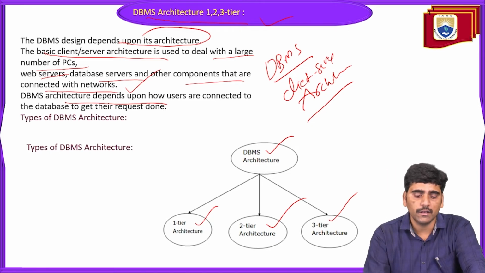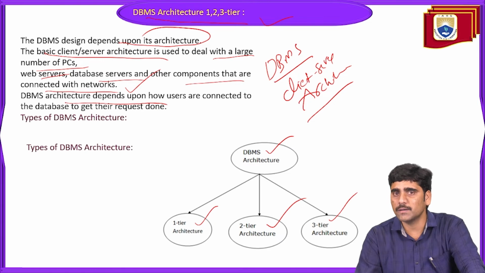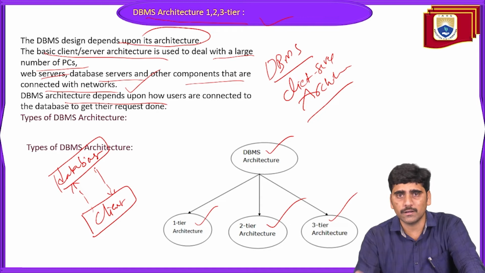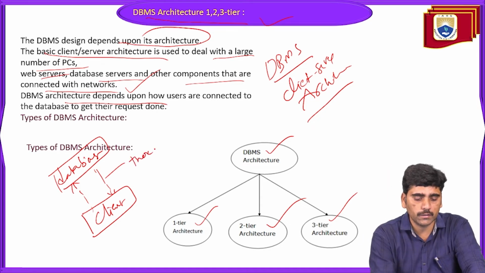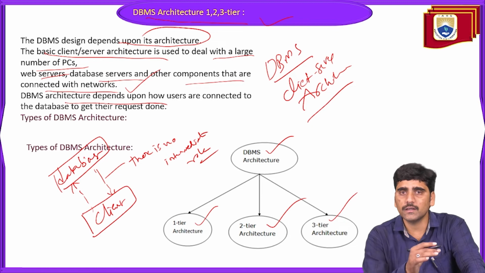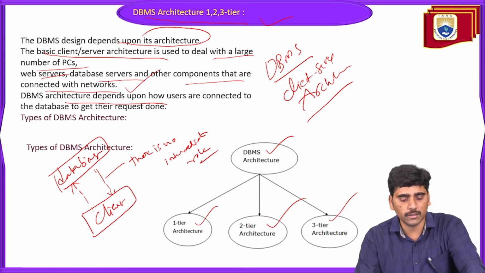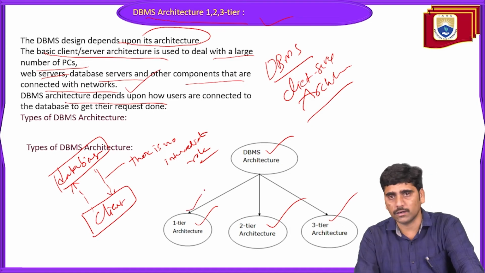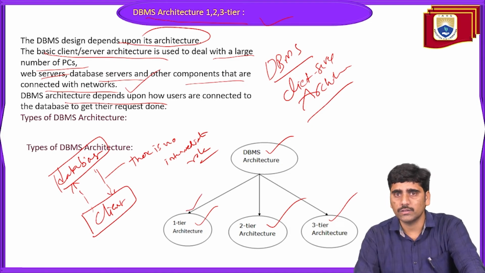In DBMS one tier architecture, there are no intermediate roles or intermediate bridges. Directly, this is one client and this is one database. There is no intermediate role required. The client directly contacts the database, and the database shows the requested data available in the database to the client. So the client and the database directly contact each other. That is nothing but one tier architecture. No person or intermediate bridge is required.